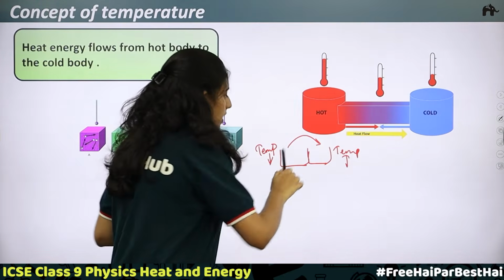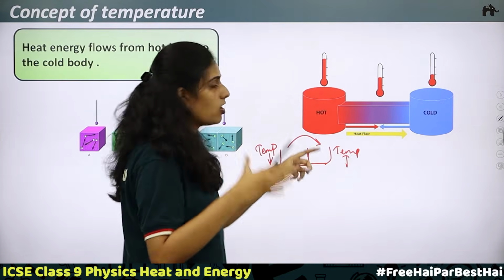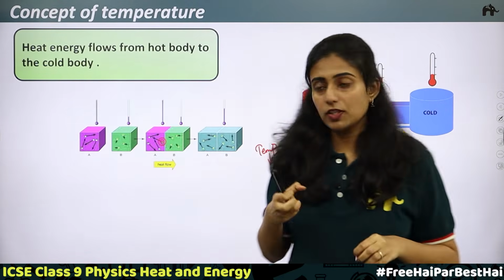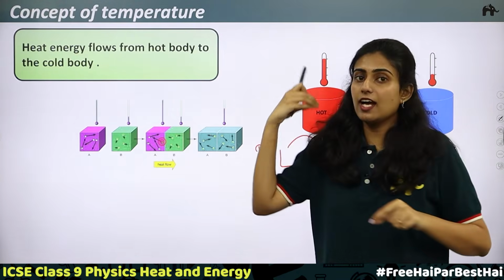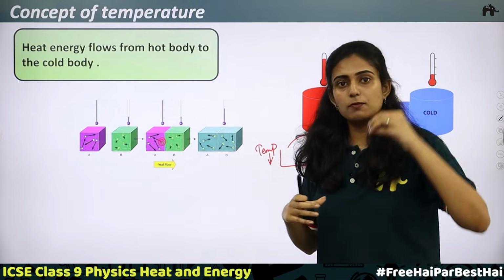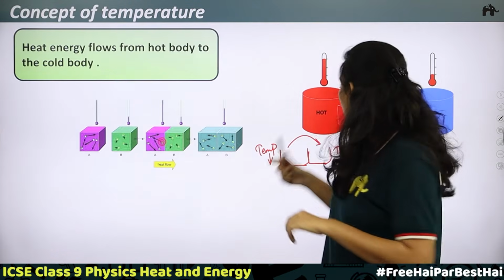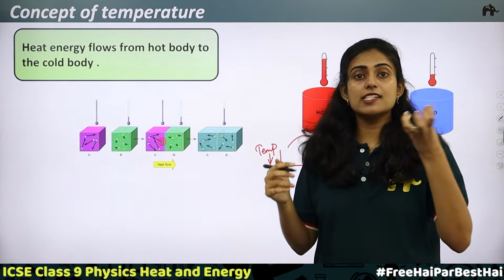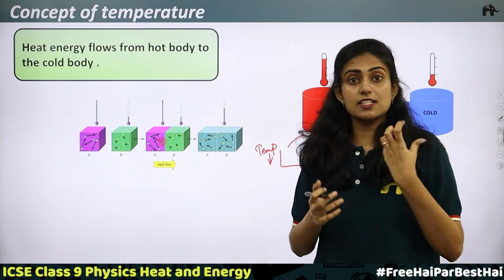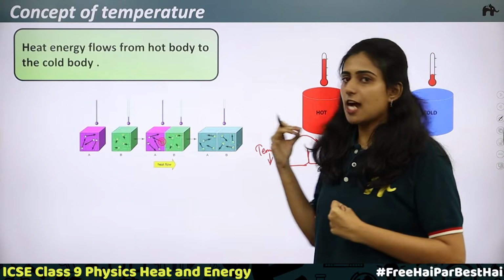So one body is giving out heat and the other body is taking heat. The body which gives out heat will be initially at a higher temperature, and its temperature will be decreasing. The body which is at lower temperature initially will start receiving heat. It is a receiver of heat and its temperature starts increasing.